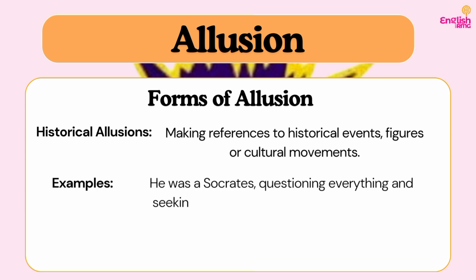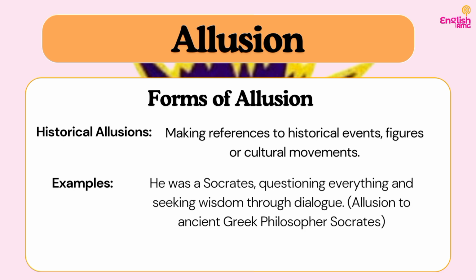So another example is: it was a Socrates questioning everything and seeking wisdom through dialogue. This is an allusion to the ancient Greek philosopher Socrates. I want to believe that every student should know who Socrates is. Do you understand? He's one of the great ancient philosophers of knowledge, philosopher of education, and many other fields of study. Do you understand? So if you know someone with a curious mind, always seeking wisdom, you can allude to Socrates by saying, oh, he's the Socrates of our time.